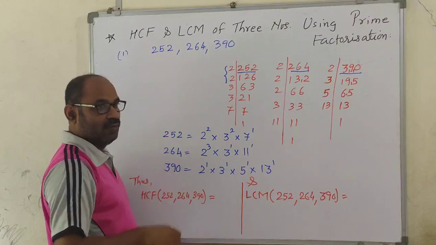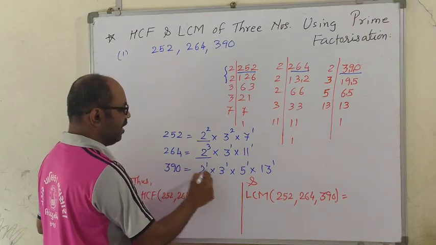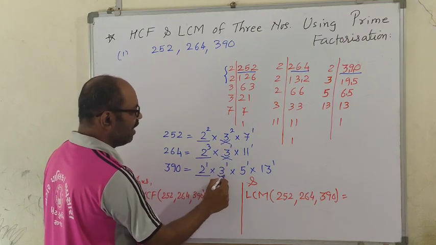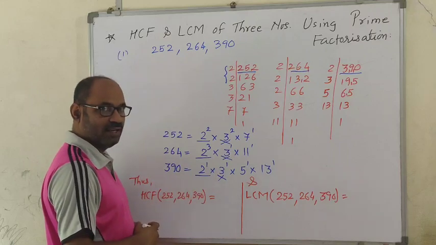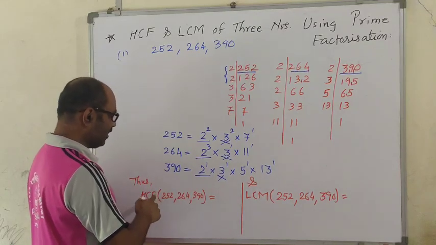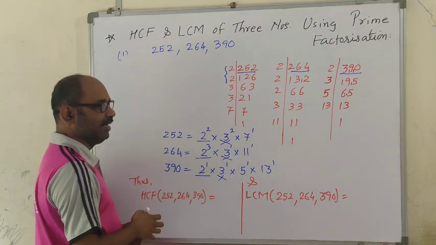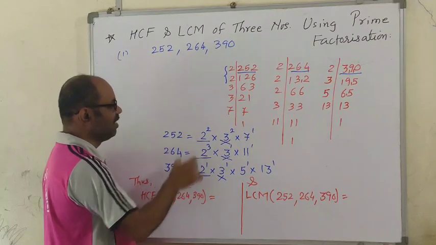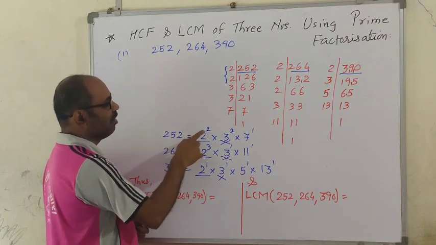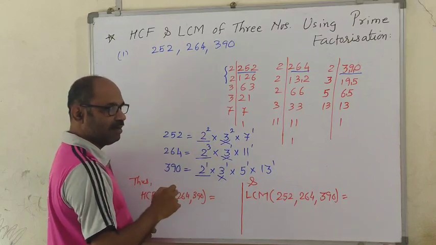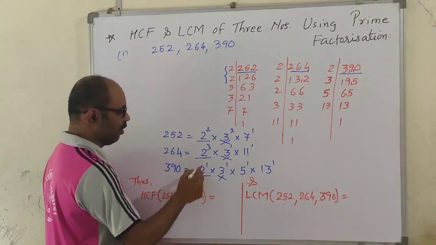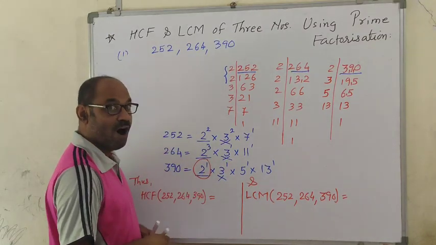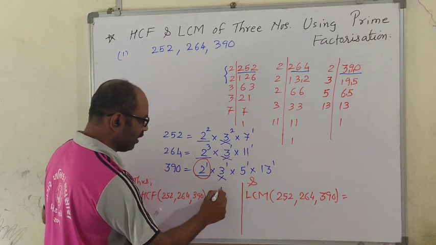In all three, we'll select the powers with the same base. Correct? Anything else? Yes, here we have the power with base 3. Anything else common in all three? No. So now, for HCF, you choose the power with the smaller index. Power with base 2 is present in all three numbers. Now the indices are 2, 3 and 1. For HCF, the lowest index. So what will you choose? 2 raised to 1. For HCF, I am writing 2 raised to 1.